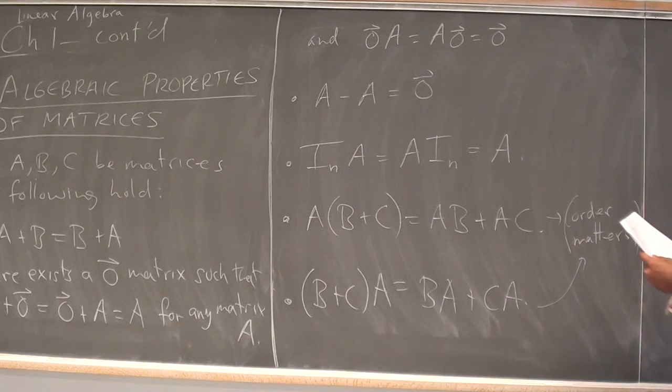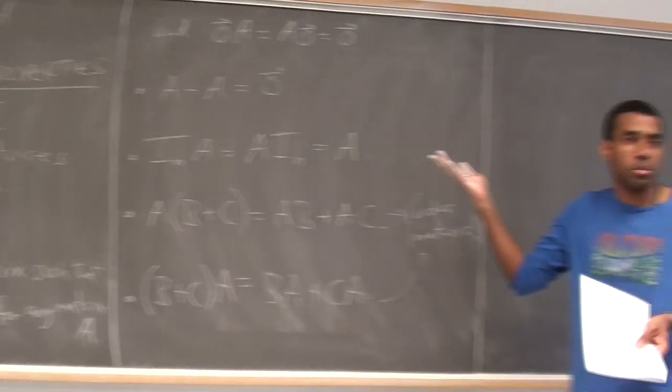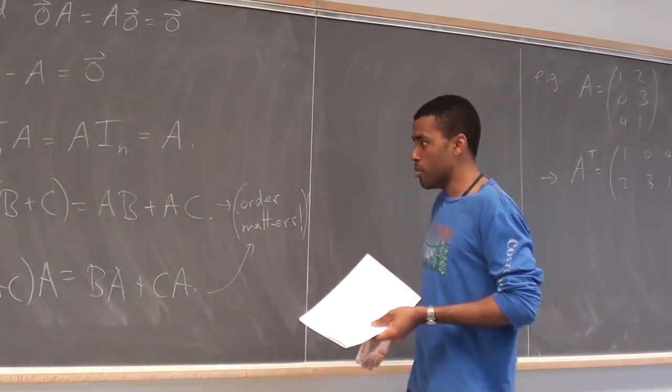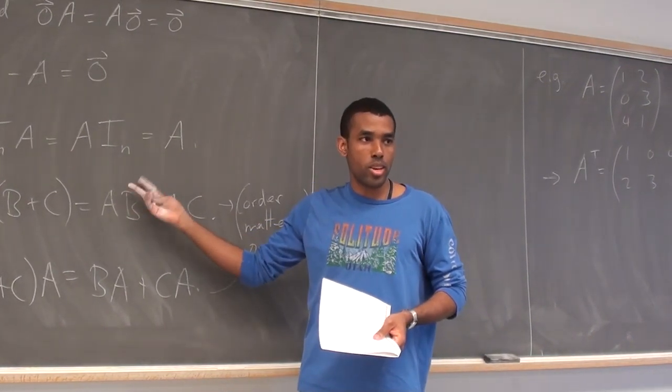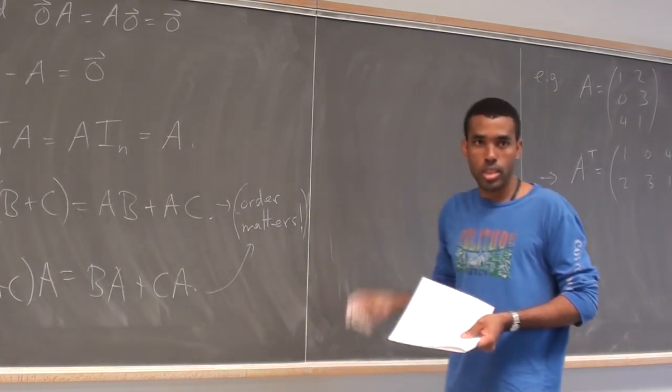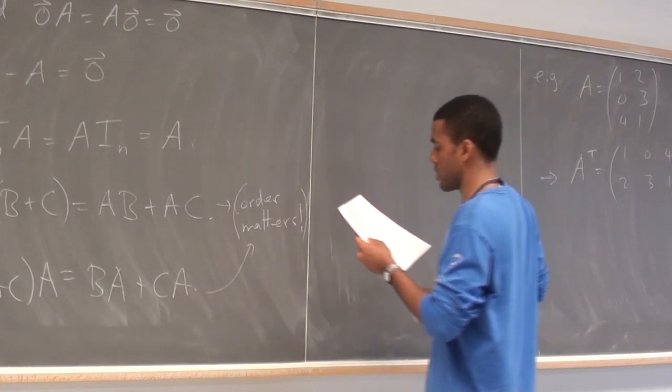So all of these properties will be considered obvious. Meaning if you use one of these, you don't have to tell me that you're using it. I know when you're using it. But this one is not so obvious because you might be tempted to write this in any order. The order actually matters, so you have to make sure things line up.